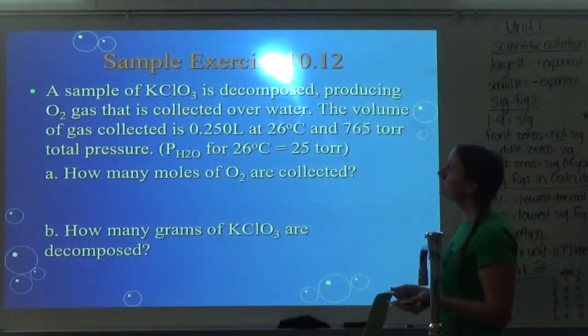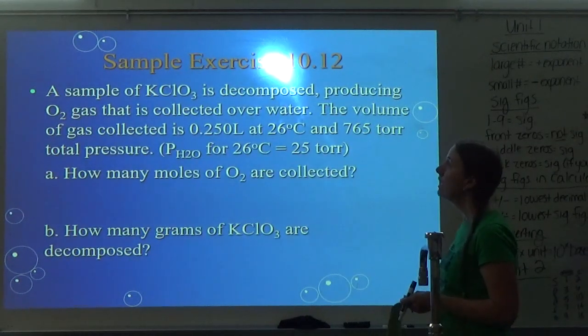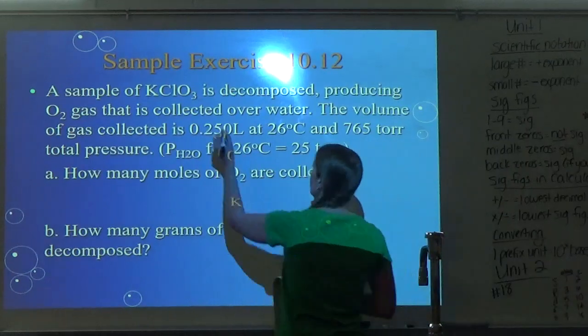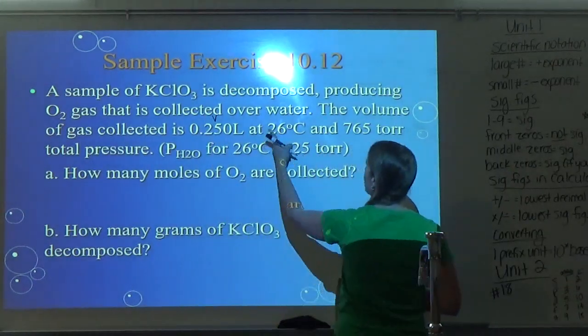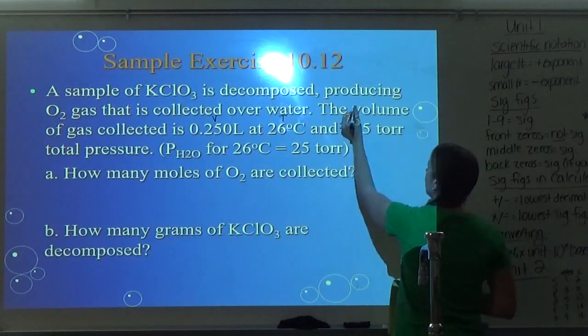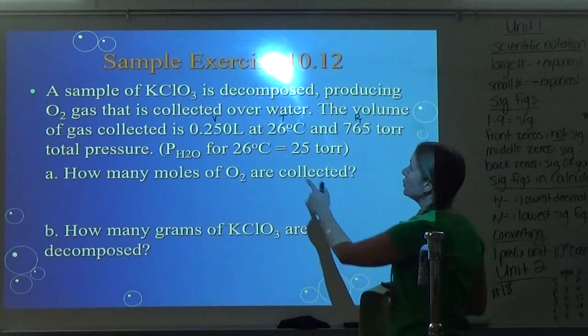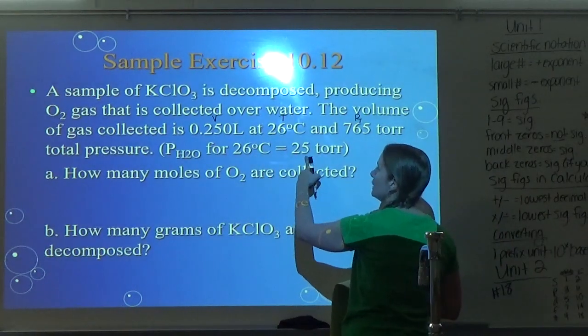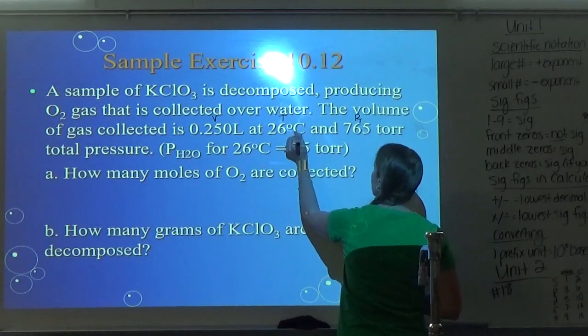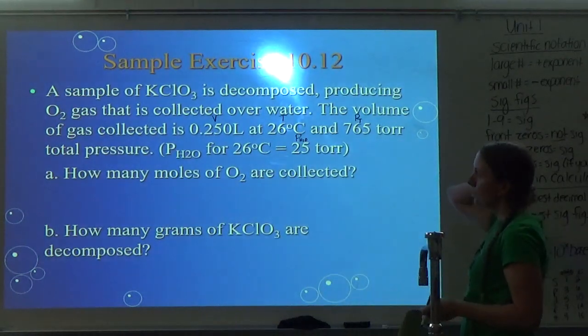So it says, a sample of KClO3 is decomposed, producing O2 gas that's collected over water. The volume of the gas collected is 0.25 liters, so there's a volume. At 26 degrees Celsius, there's a temperature, and 765 torr, there's a pressure. And that's my total pressure, so let me call it PT. The pressure for just water at 26 degrees is 25 torr. Okay, so there's my pressure for just water. So then it says, how many moles of O2 are collected?